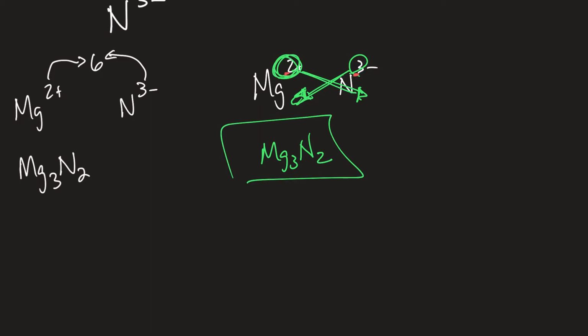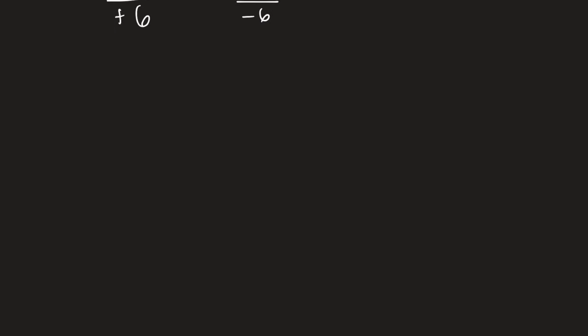And so this is your answer as well. All right, so let's look at another example. Let's use a transition metal this time around. So remember, when transition metals become ions, you must always include the Roman numerals. The Roman numerals represent the charge of the ion.